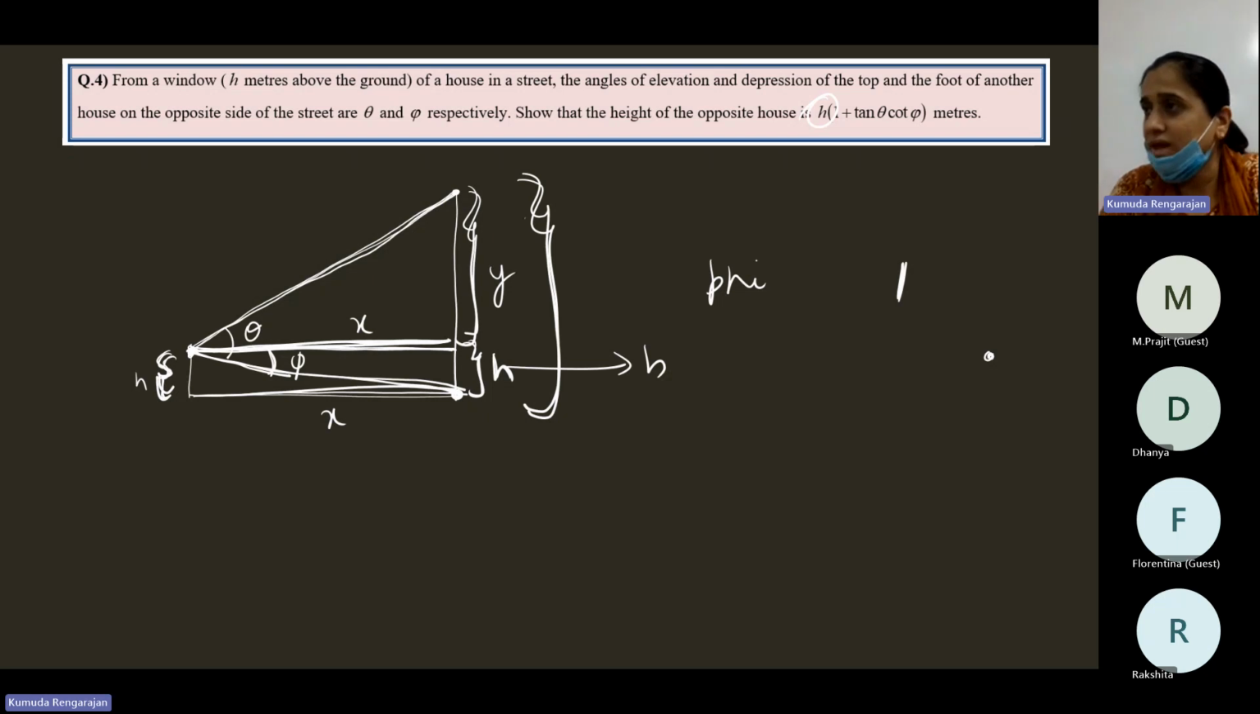X and y we have used. That cannot reflect in the final result. But h is given in the question, right? H, that is also there in the final result. So a part of the height we know, h we know. So you don't have to find this one. You have to find only y. So find y, and y plus h will be the height of the opposite house. Find only y. And once you get y, y plus h will be the height of the opposite house.